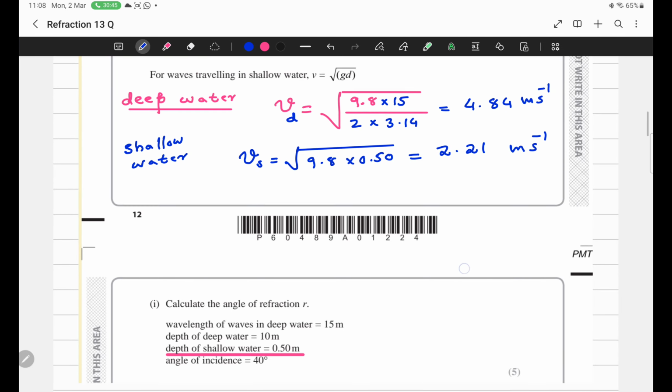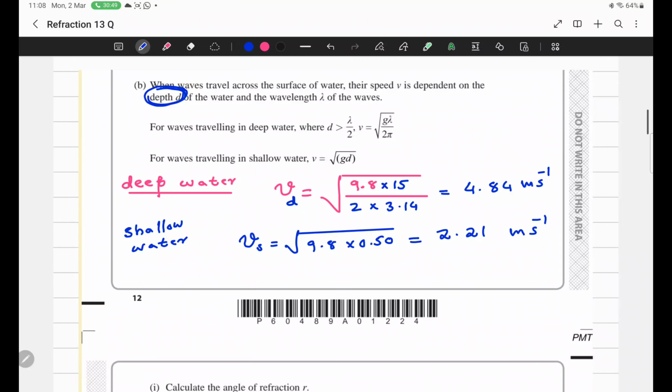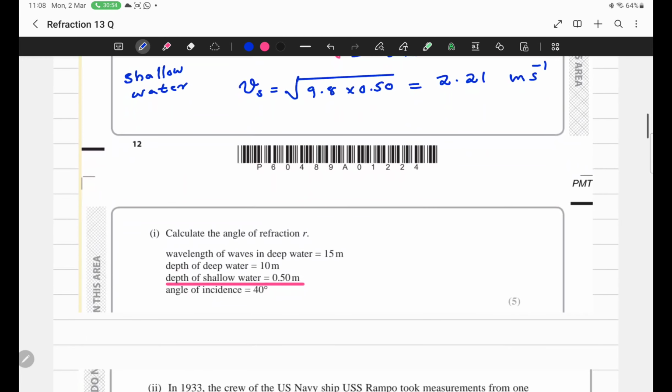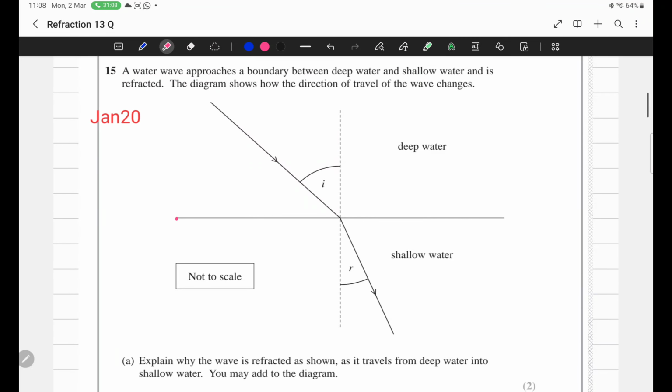We are given two formulas for the speed of water wave and we have calculated their speeds. Now the question is you are given angle I and you have to calculate angle R. Angle I is in deep water, and angle R is in shallow water.